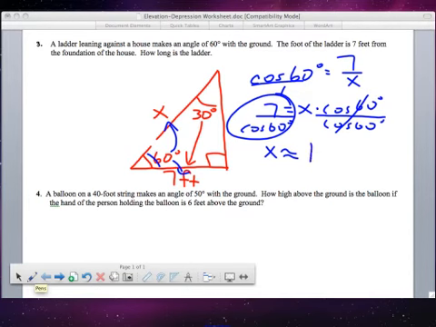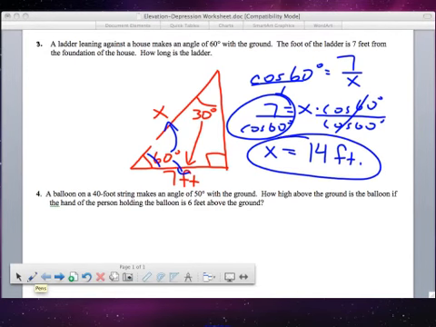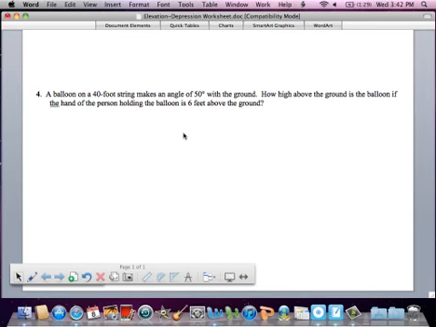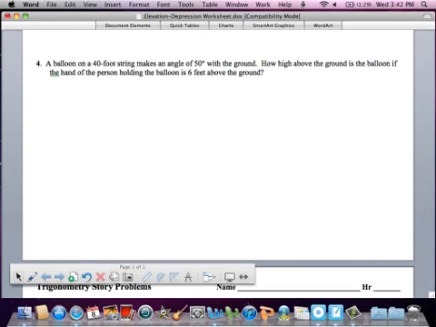And this is not an approximation, so this thing actually should not be squiggly. It should be equals, because it's an exact answer. So there we are, a typical ladder problem that involves SOHCAHTOA. And finally, the very last example that we're going to look at down here, number 4. Give me a second here, I apologize. So for number 4, it says a balloon on a 40-foot string makes an angle of 50 degrees with the ground. How high above the ground is the balloon?